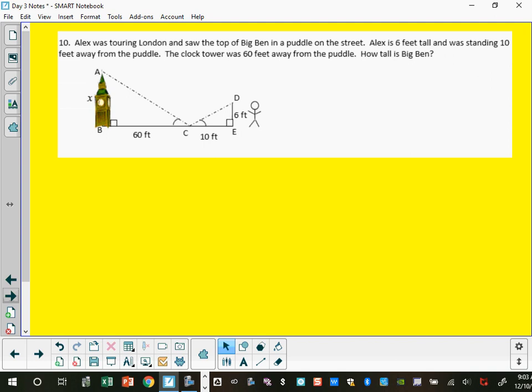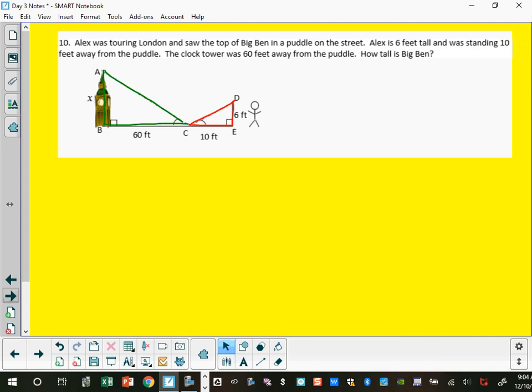Alex was touring London and saw the top of Big Ben in a puddle on the street. This is Alex right here. Alex is 6 feet tall, so we labeled this 6 feet, and was standing 10 feet away from the puddle. So here's the puddle in the middle. Create a triangle there. They want to know how tall is Big Ben. And this piece is if Big Ben is 60 feet from the puddle.